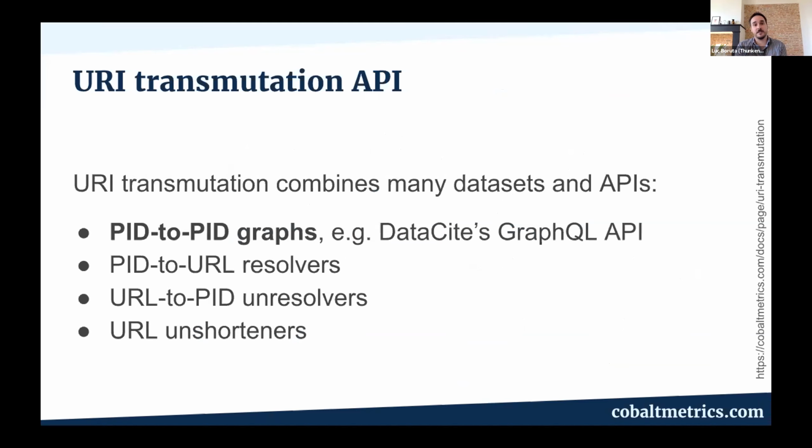And in Cobaltmetrics, we combine many different data sets, many APIs. That includes PID graphs, so PID to PID mappings. For example, the GraphQL API from DataCite that powers the PID graph in FREYA. We have PID to URL resolvers, URL to PID unresolvers, and URL unshorteners to take care of all those pesky short URLs that we all use or that you get automatically from services like Twitter.